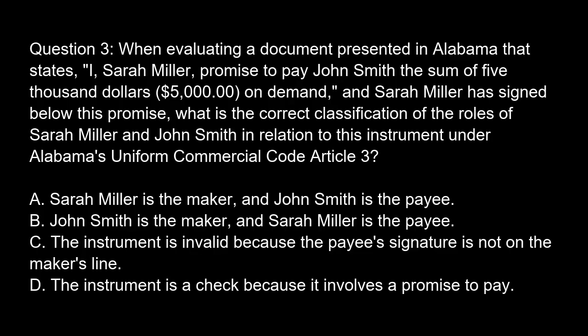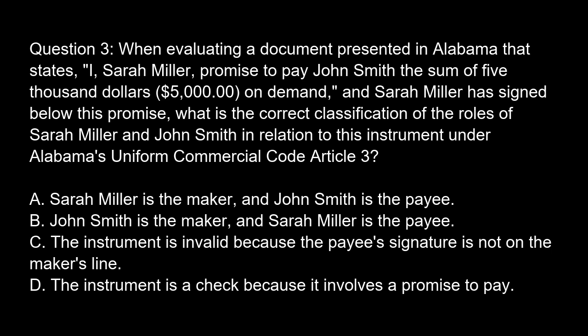Question 3. When evaluating a document presented in Alabama that states, "I, Sarah Miller, promise to pay John Smith the sum of $5,000 on demand," and Sarah Miller has signed below this promise, what is the correct classification of the roles of Sarah Miller and John Smith in relation to this instrument under Alabama's Uniform Commercial Code Article 3?